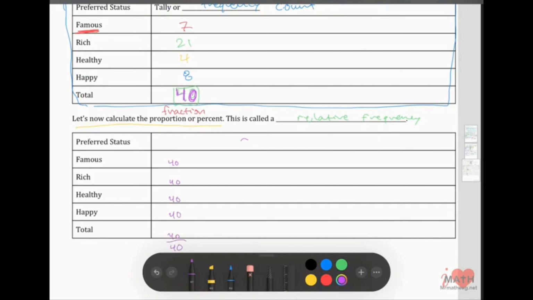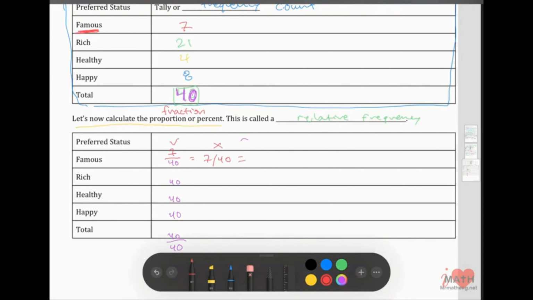And then let's do famous. There are 7 out of 40, okay? So there's my fraction. Some of you may have done something like this. I do not recommend the horizontal, so I prefer the vertical versus the horizontal. This is perfectly okay.